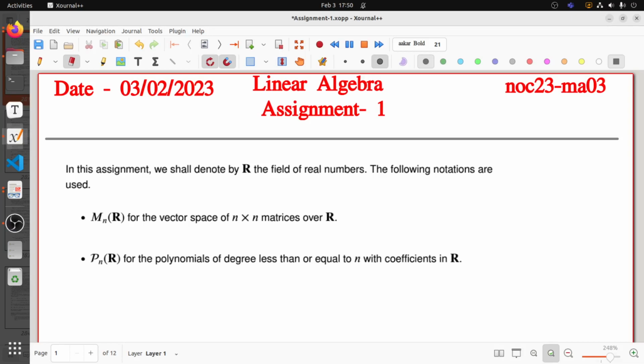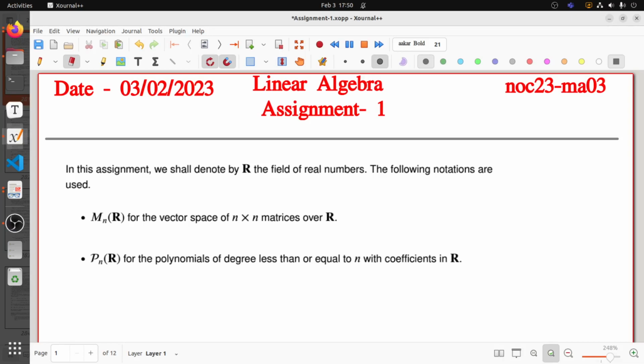So for the first one, W is all P in P3 such that SP is 0. To be a subspace, what do you have to check? It must be closed under addition and scalar multiplication. So let's check it.